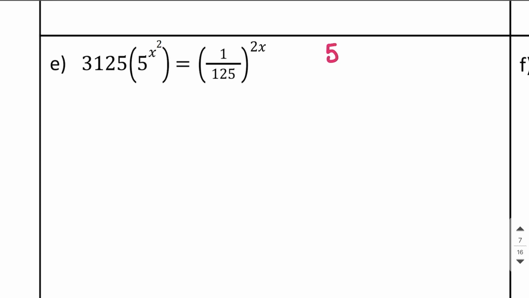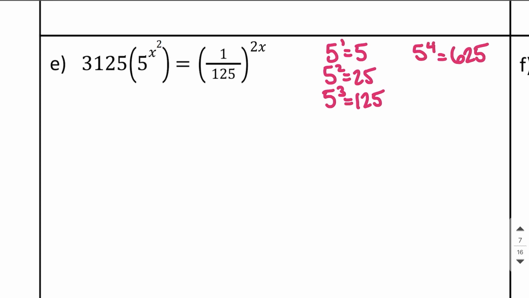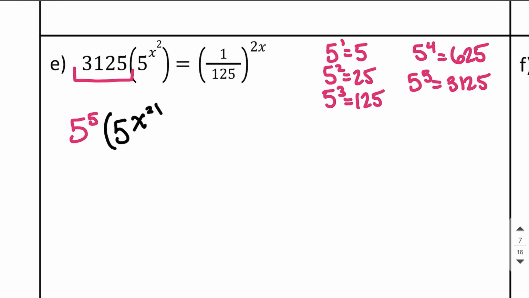So I know that 5 to the power of 1 is 5, 5 to the power of 2 is 25, 5 to the power of 3 is 125, 5 to the power of 4 is 625, and then if I do one more 5, I'll get 3,125. So we can rewrite this number right here as 5 to the power of 5, and that's going to get multiplied by 5 to the power of x squared. And then that's going to equal, and then I can rewrite 1 over 125 as 5 to the power of negative 3, and that's being raised to the power of 2x.